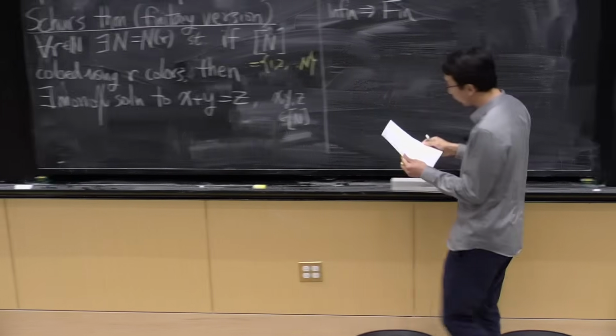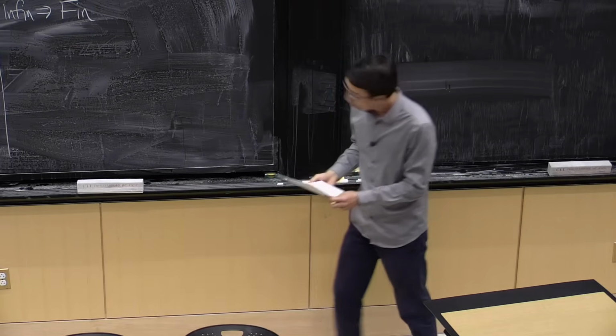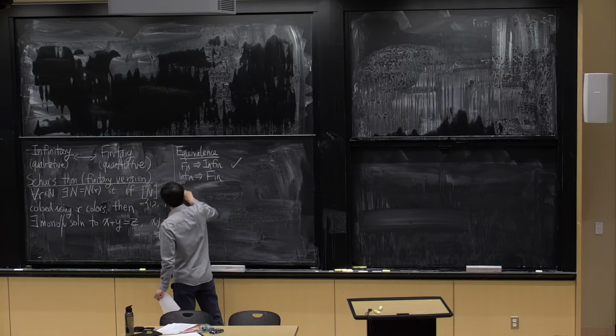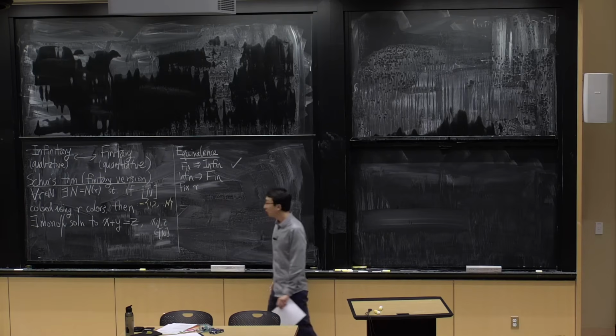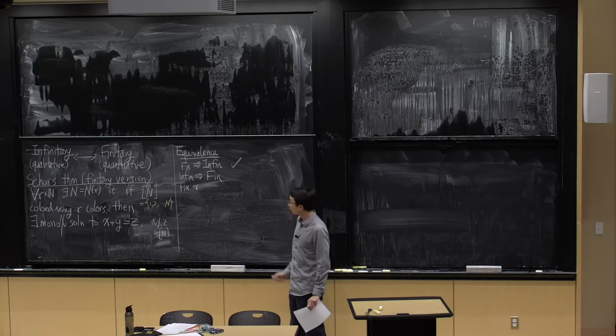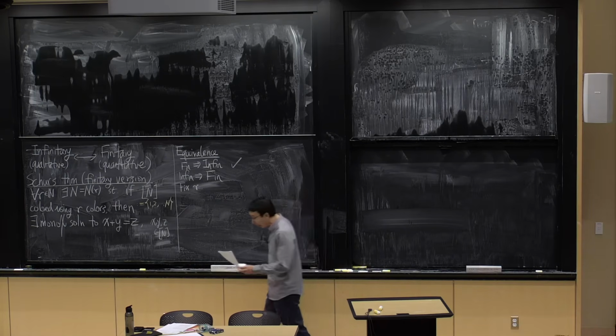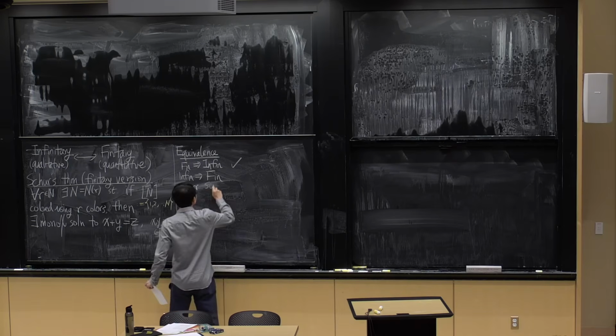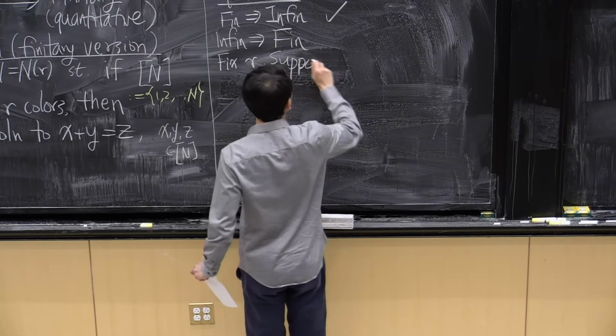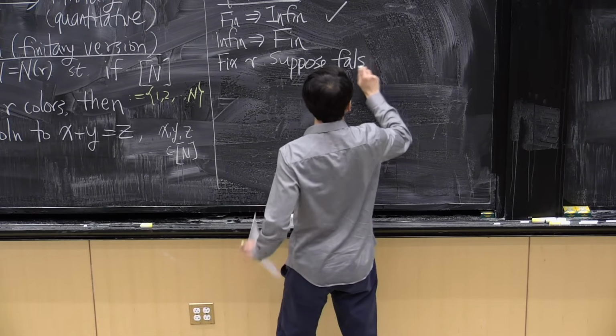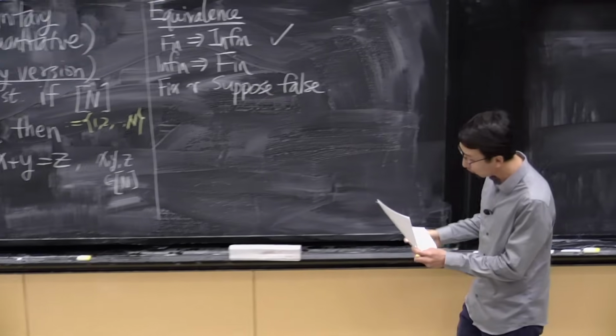But now, in the other direction, suppose I fix this R. So I assume the infinitary version. I want to deduce the finitary version. So I start with this R. And let's suppose the conclusion were false.